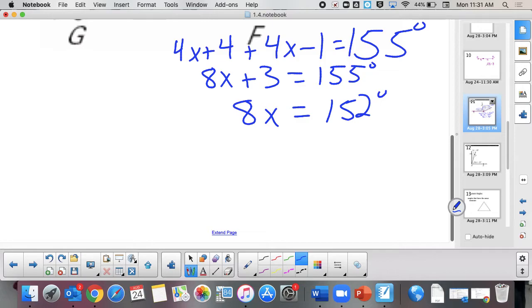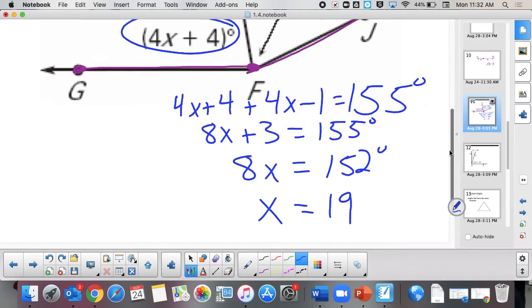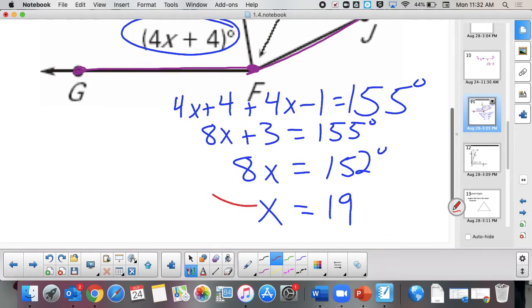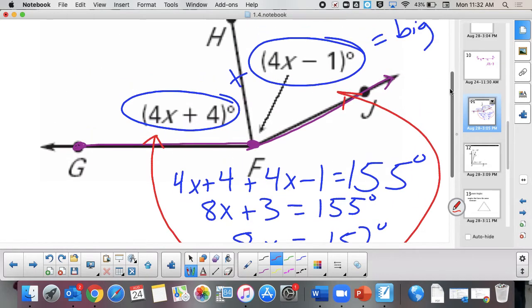152 divided by 8, we get x to equal 19. The directions ask us to find the measurement of each of our angles, so we need to take that 19 and we need to bring it up and plug them into both pieces. So on the left, we have 4 times 19 plus 4. On the right, we have 4 times 19 minus 1.